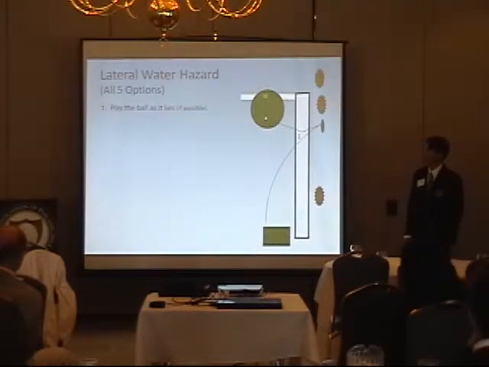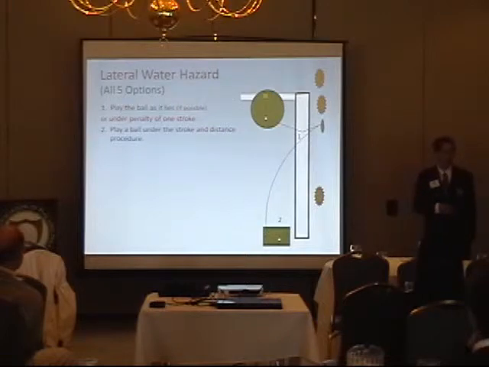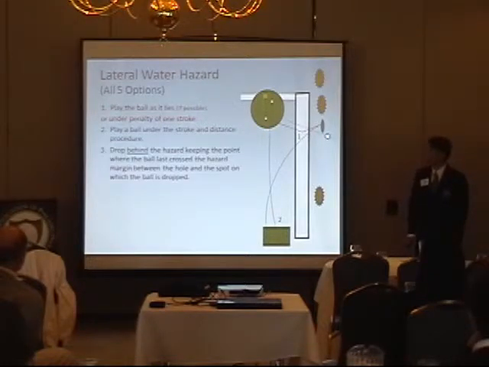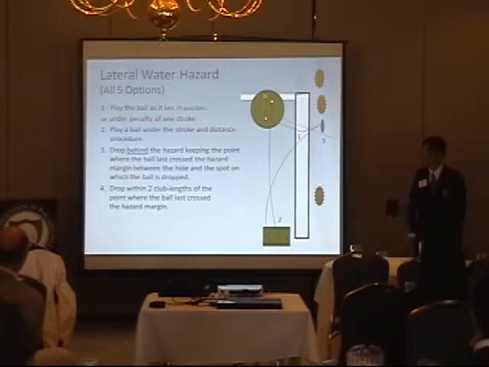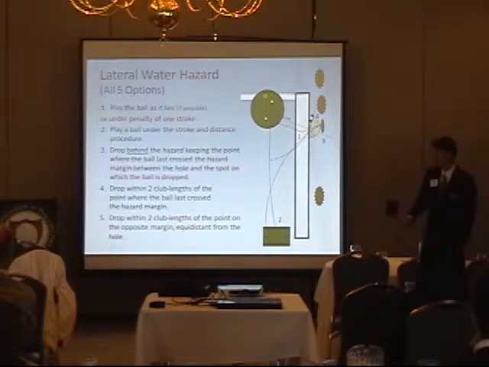So again, here are all the 5 options of a lateral water hazard. The number 1 option is to play the ball as it lies. That's the same option you have with a regular water hazard. You can also play the ball under the stroke and distance penalty, same as with a yellow water hazard or a regular water hazard. Drop behind the hazard, keeping the point where the ball last crossed the hazard margin between the hole and the spot where the ball is dropped. Again, very similar to the yellow. And then we have the final 2 that are different from a regular water hazard. Drop within 2 club lengths of the point where the ball last crossed the hazard margin. Or drop within 2 club lengths of the point on the opposite margin, equidistant from the hole.